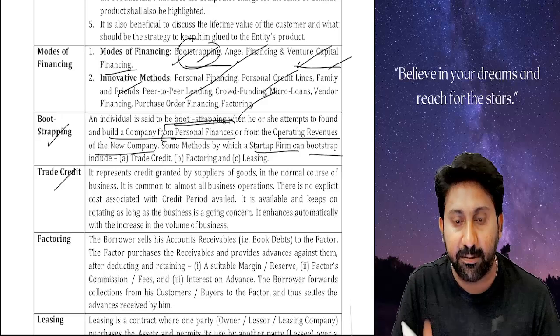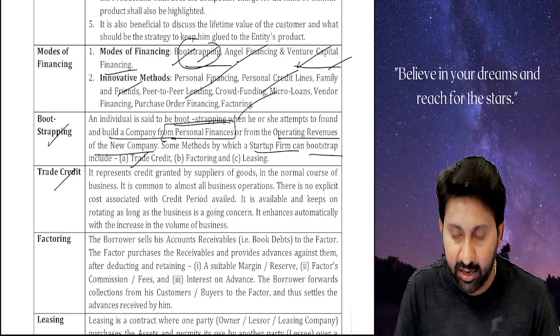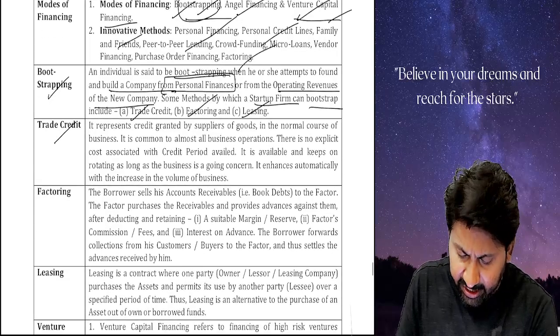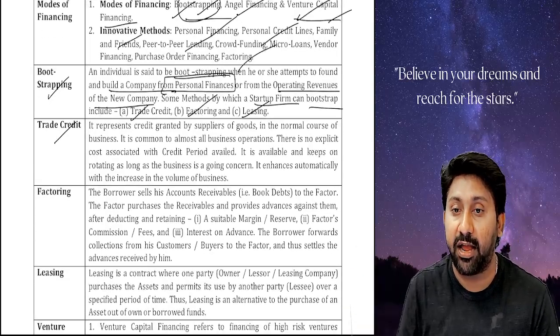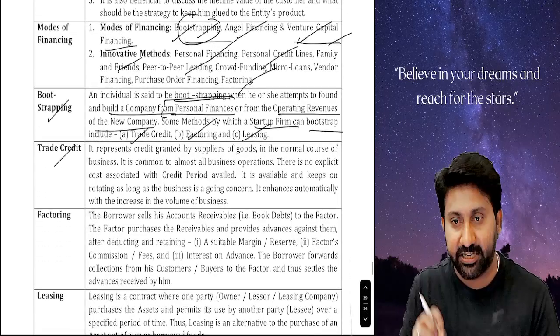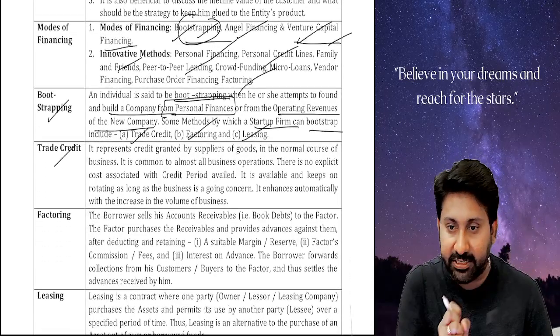There are three types of bootstrapping: trade credit, factoring, and leasing. Let's see trade credit. Trade credit means the supplier will give the credit. I need not immediately pay them. I will take 60 days credit. Without putting in money, I will purchase on credit.